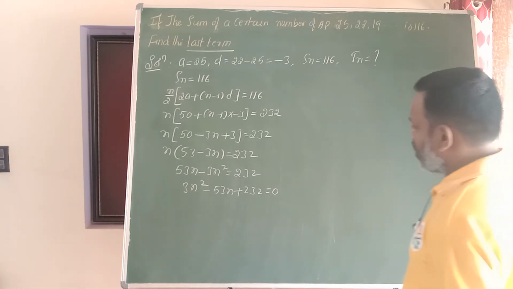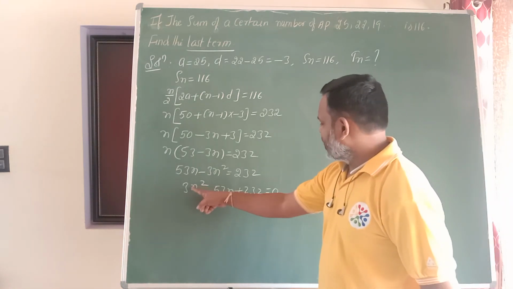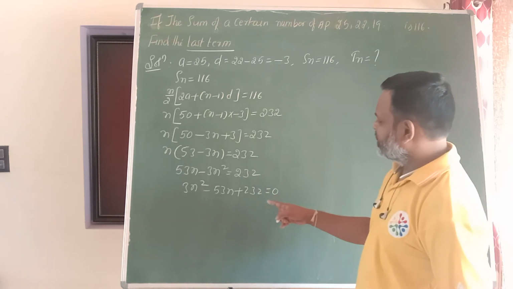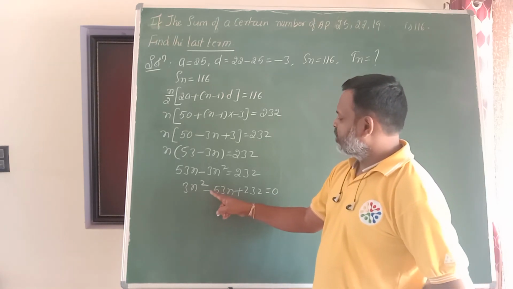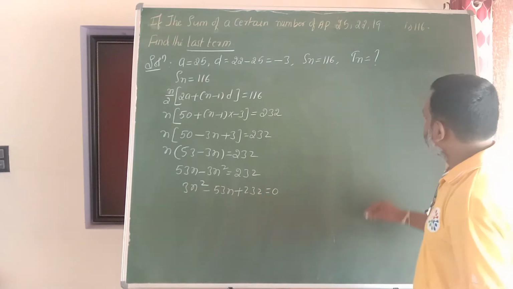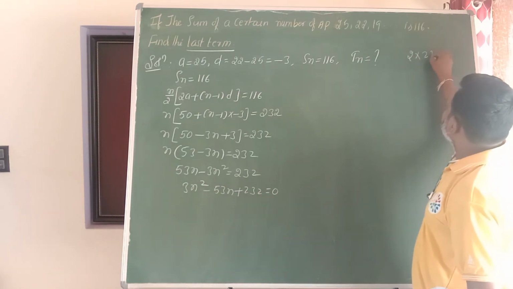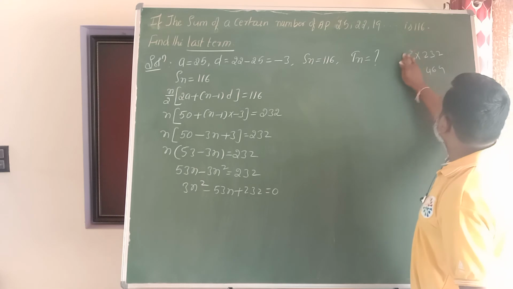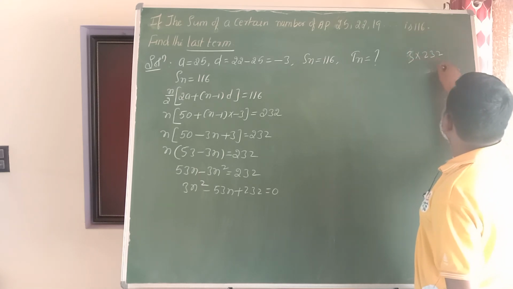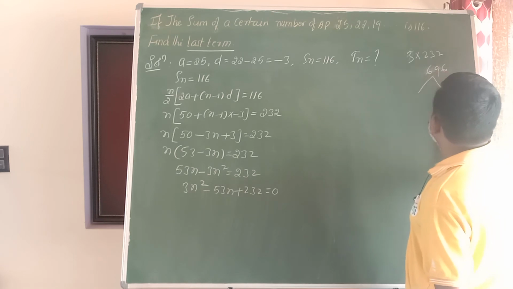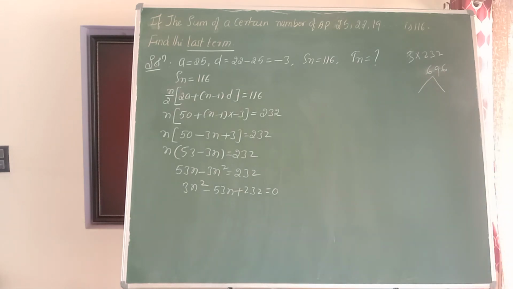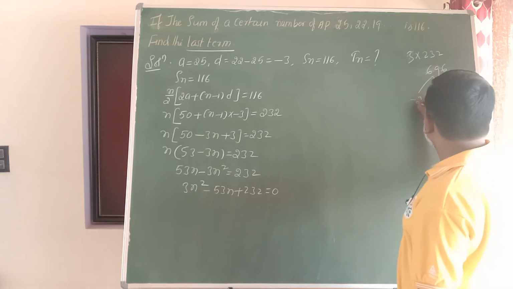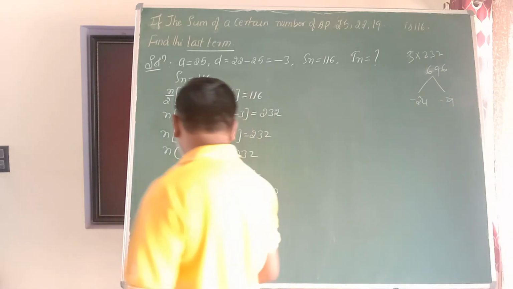Okay, we have to factorize it. If you multiply 3 into 232, the answer will be, 2 2s are 4, 2 3s are 6, 2 2s are 4. Sorry, that is 3. So 3 2s are 6, 3 3s are 9, 3 2s are 6, 696. So if you multiply two numbers, you should get plus 696. If you add it, minus 53. What are the factors? The factors are minus 24 and minus 29. Minus 24, minus 29. Have a look on this.